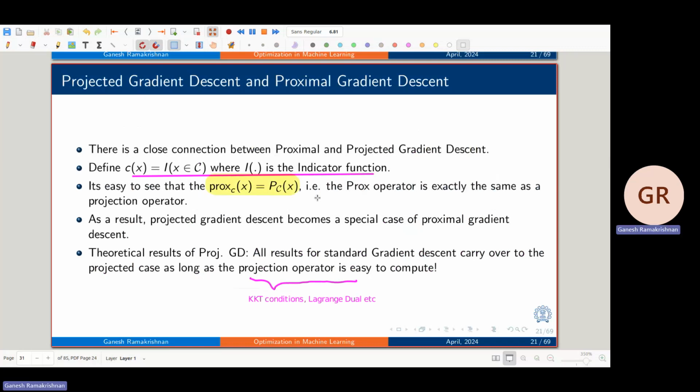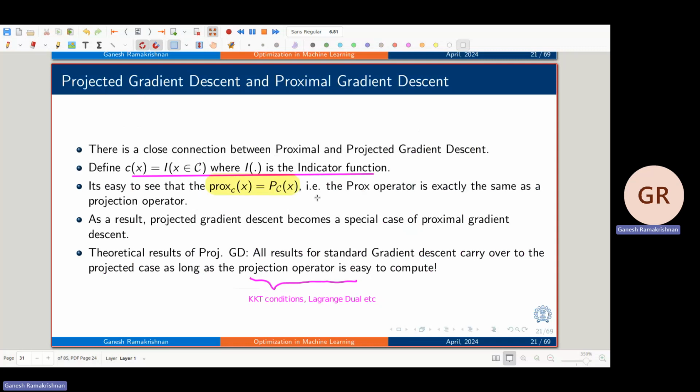The way you have obtained it is by setting the function c to the indicator function. The c is actually the indicator function. If you want, you can write it more formally as f(x) plus the indicator of C at x. That's how you obtained your projection.